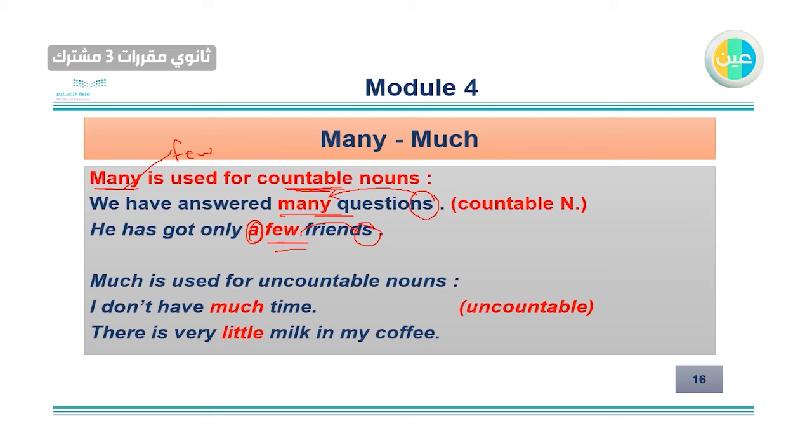Another thing now, much. Much is used for uncountable nouns. Uncountable, okay? Much and also little, for uncountable nouns. I don't have much time. I'm talking about time. Time is uncountable, so much. There is very little milk. I'm talking about milk. Uncountable, so little. Okay.